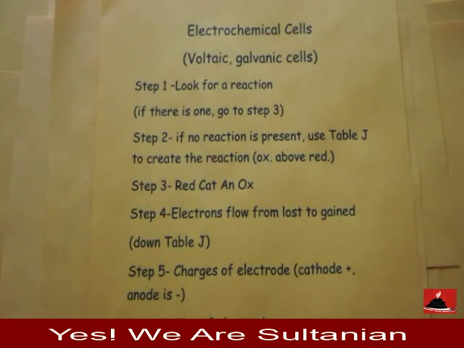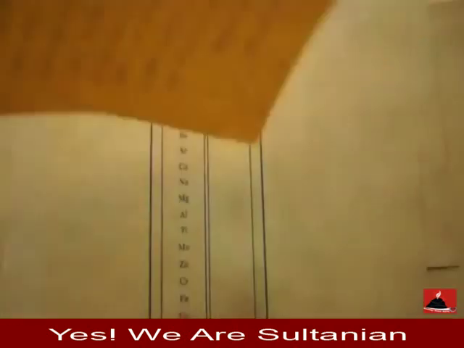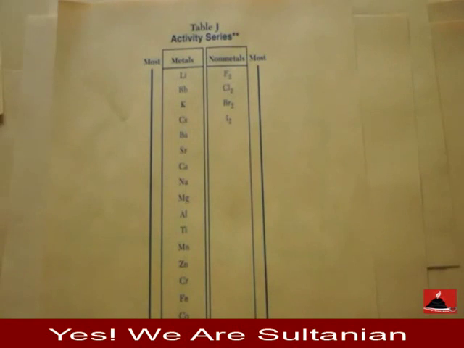Step 4, electrons flow from lost to gained through the wire, or if you use Table J, just down Table J. Step 5, the charge of the electrodes. The cathode's positive, the anode's negative. More importantly, electrons flow towards the positive and away from the negative. And the size of the electrodes: the cathode gets bigger and the anode will get smaller.